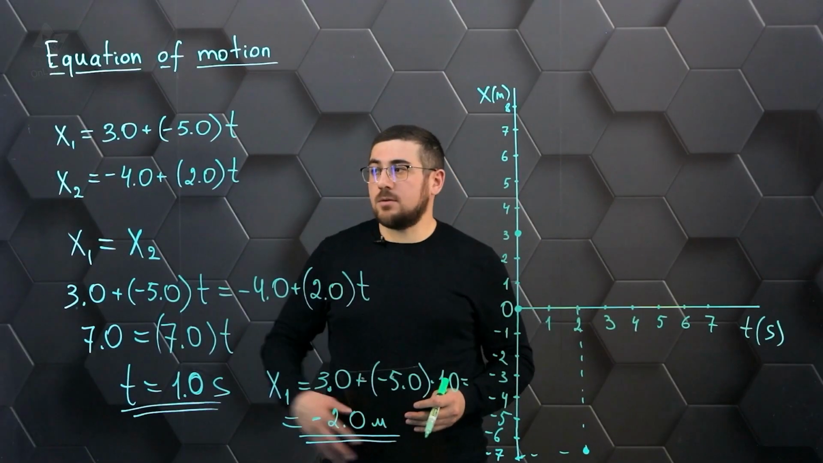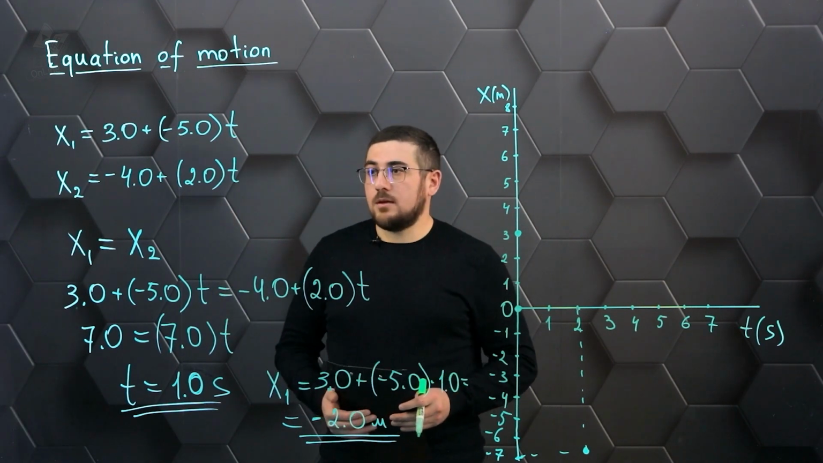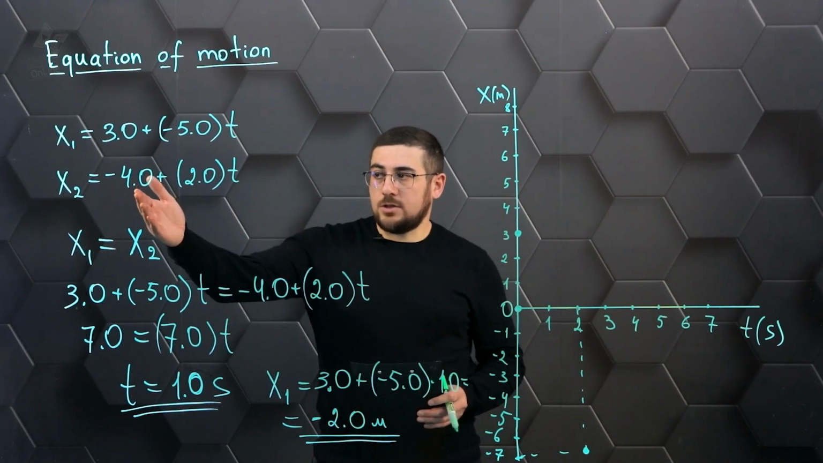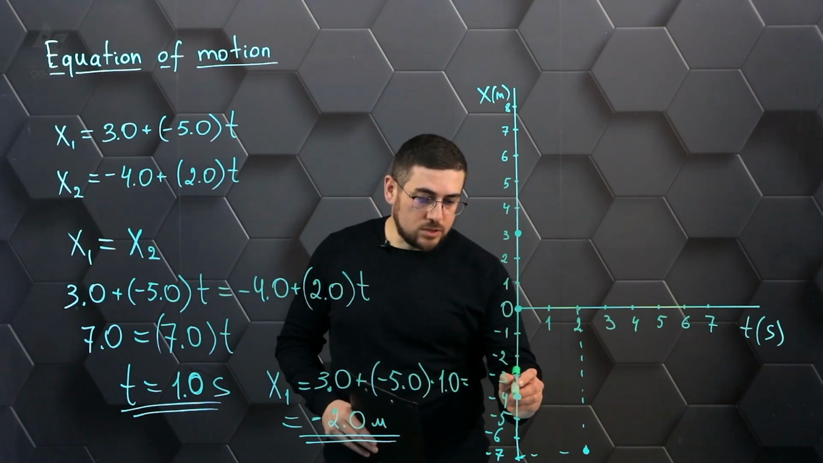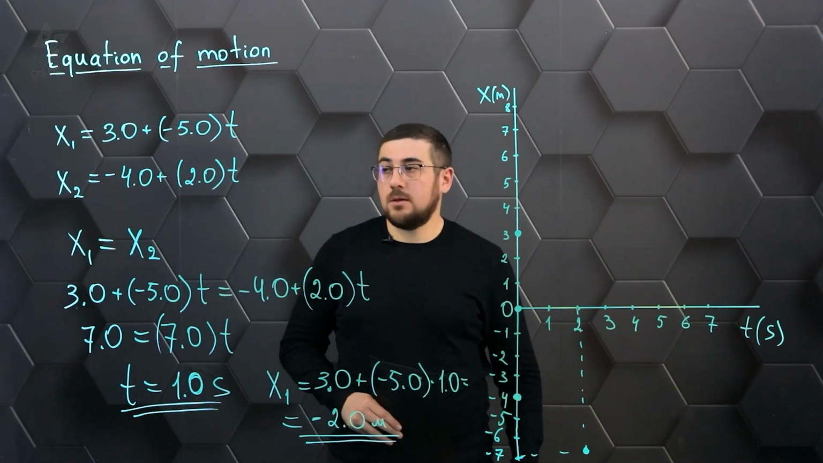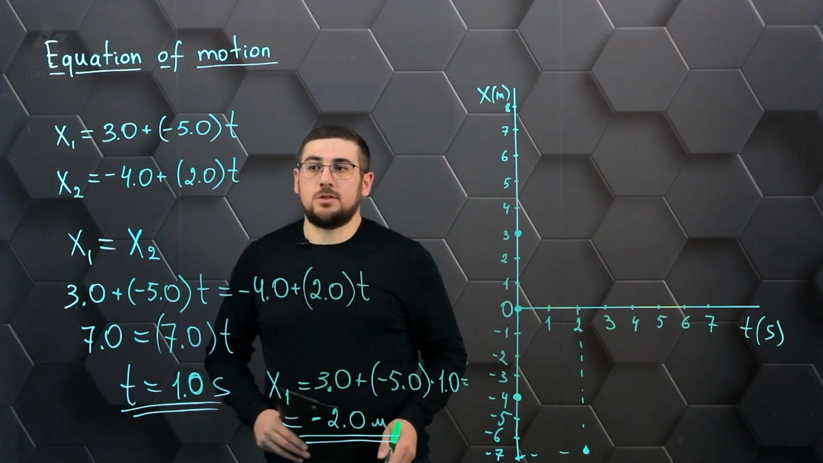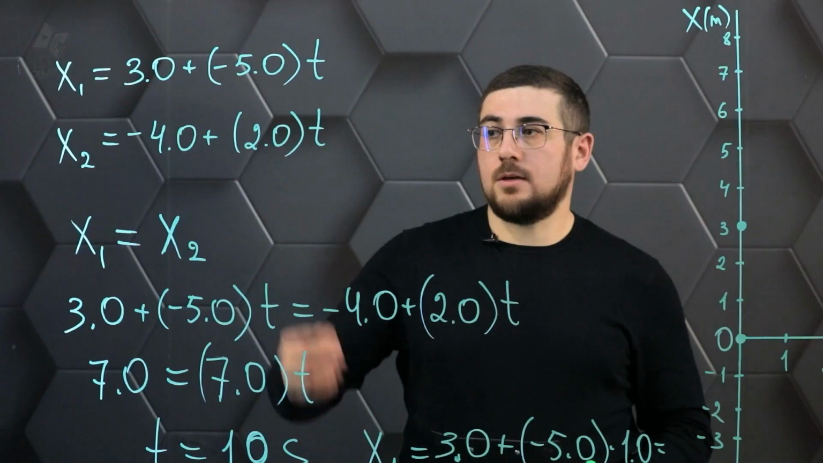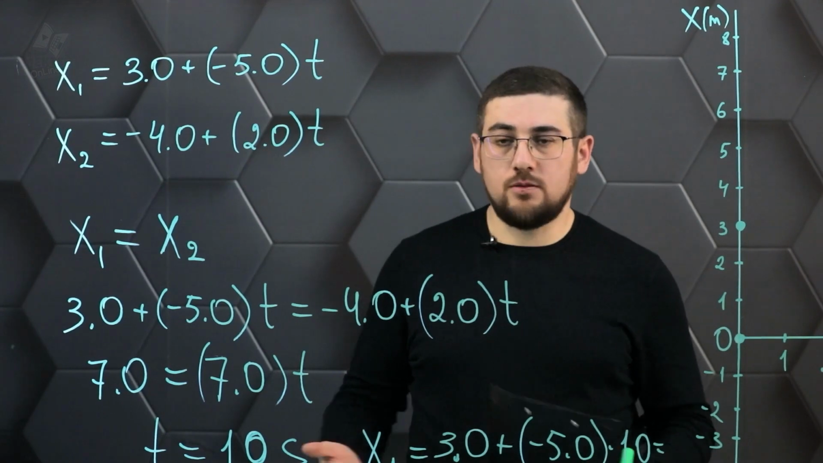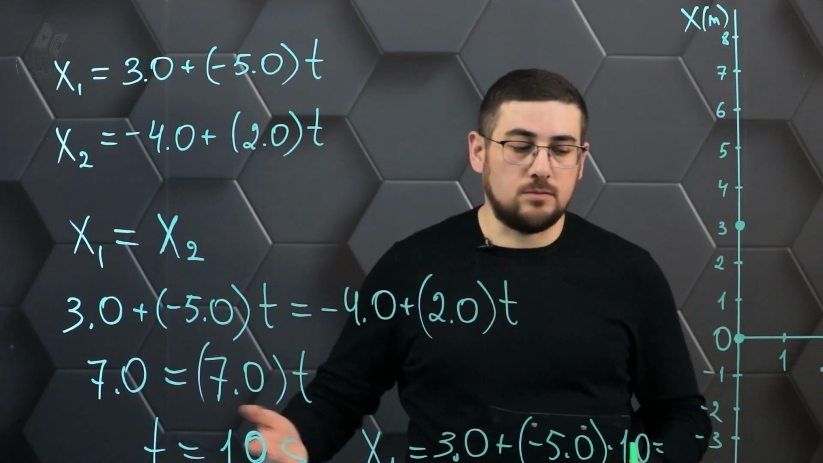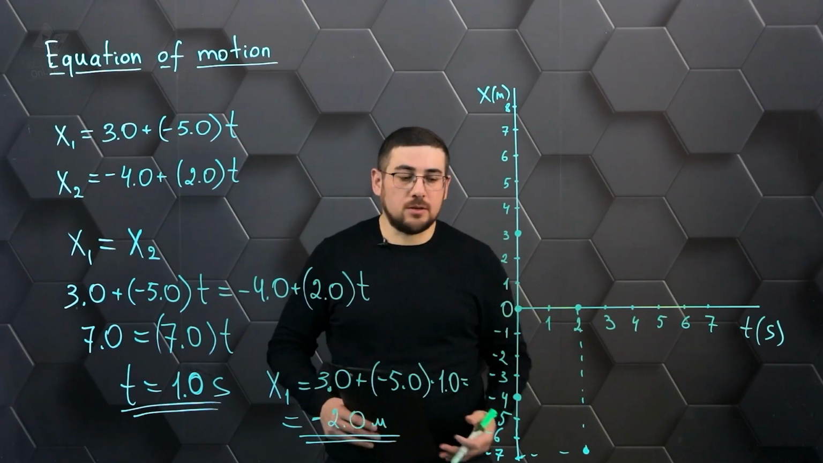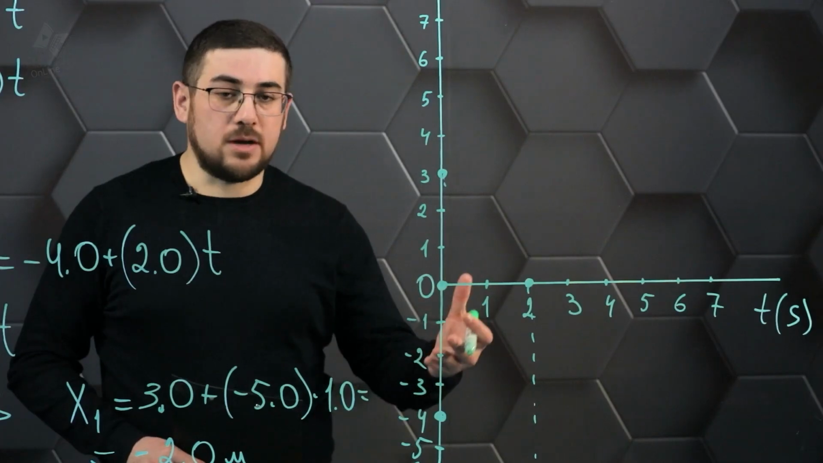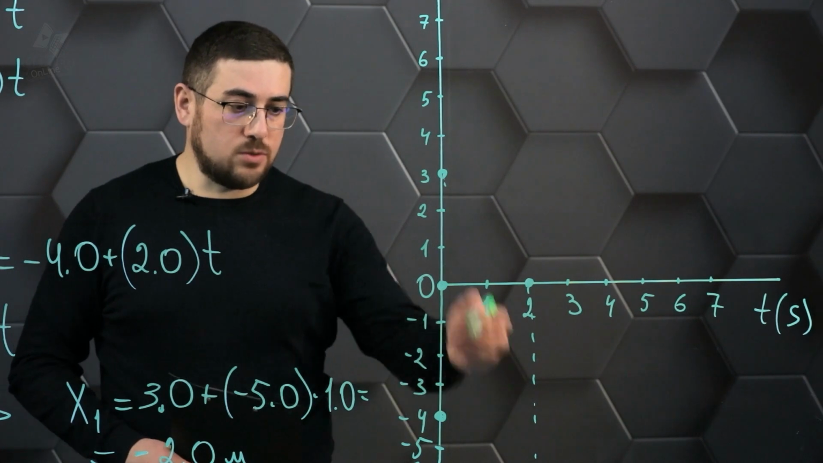Now we do the same thing with the second equation. We see that the initial position of the body at time 0 will be -4 meters. That is, the starting point is here. And we also substitute, let's say, the same 2 seconds here. 2 times 2 is 4. 4 minus 4 is 0. And so this point will show the second point belonging to this line. Now we can use these points to draw these graphs.